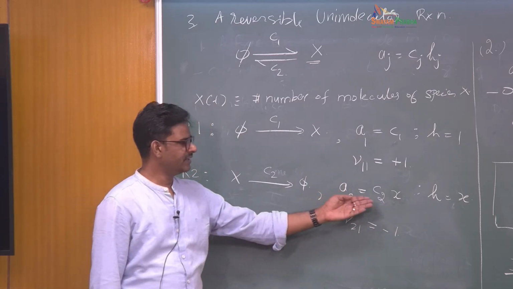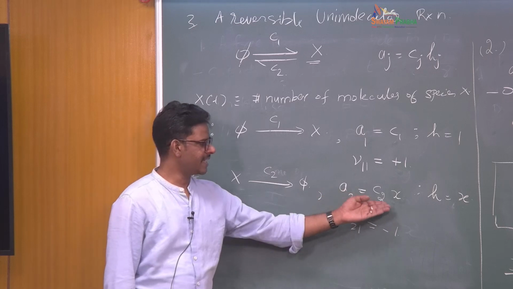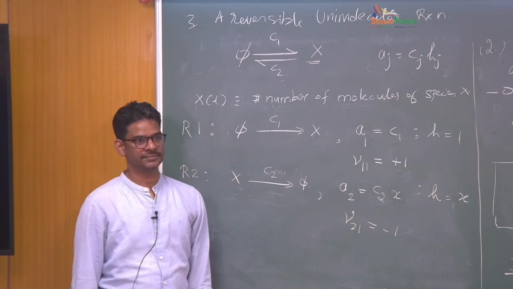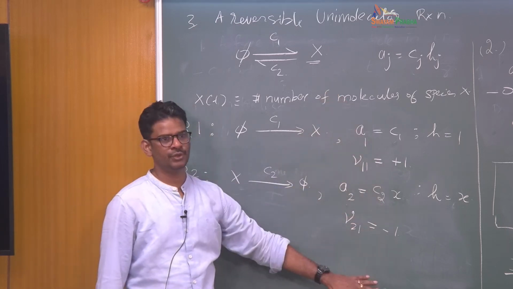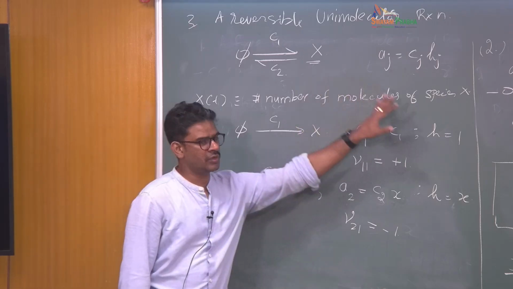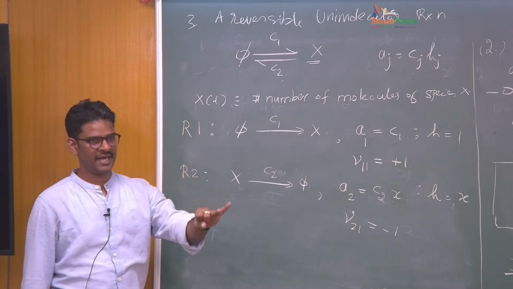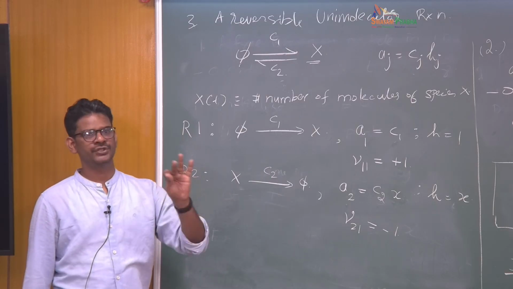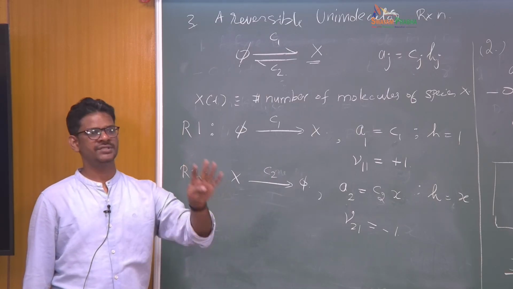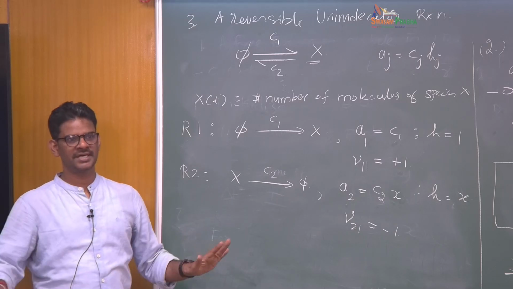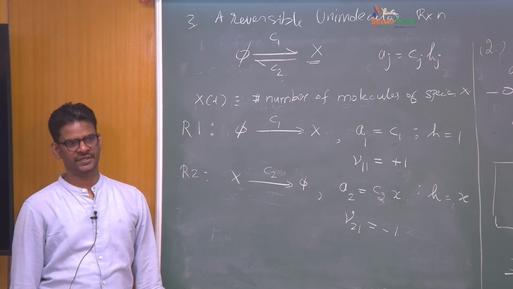Now what happens when this reaction happens? When this reaction happens, my X decreases by 1 because I am assuming they are all unimolecular reactions. So this now completes everything. Number of species is known, number of reactions are known, propensity function for the reactions are known, and the state change variable for the reactions are known. That basically completes my specification.